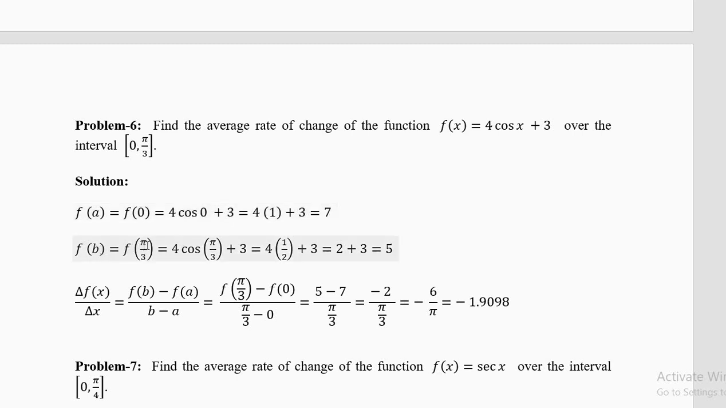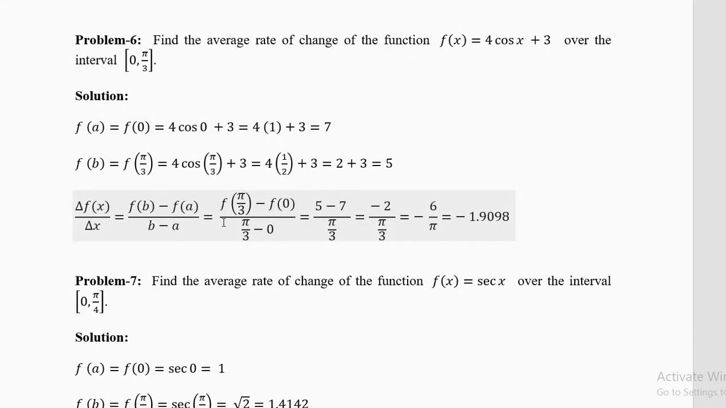F of b is f of pi by 3. 4 cos pi by 3 plus 3. Now cos pi by 3 is exactly 1 by 2. Those of you who have done school geometry and trigonometry will know that cos pi by 3 is 1 by 2. Otherwise, look into your calculator, it will give you 0.5. 4 into 0.5 is 2. 4 into half is 2. 2 plus 3 is 5. So f of b is 5, f of a is 7.